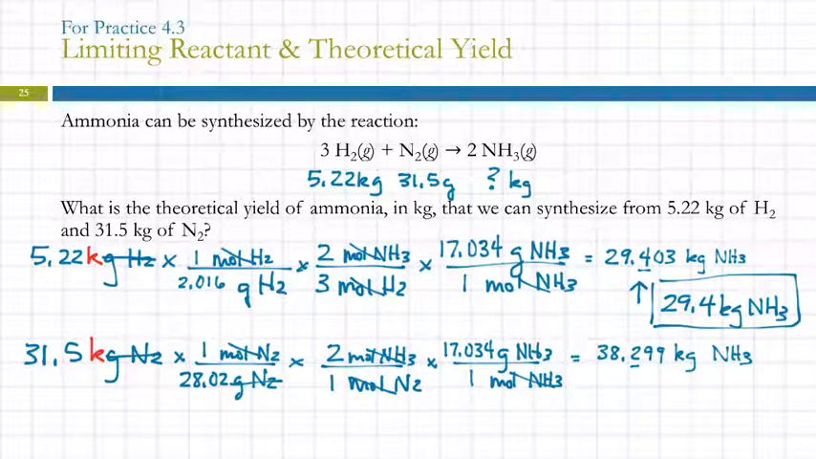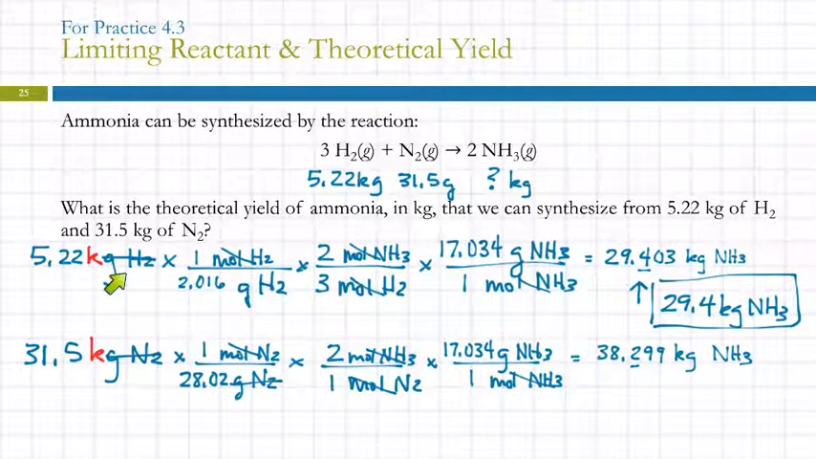On a multiple choice test, you have to pick an answer. If it's an open-ended show your work problem and you don't indicate which of these is your answer, it will not be completely correct because you have to pick an answer, okay? So this is the theoretical yield. It's the smaller amount. What's the limiting reactant?